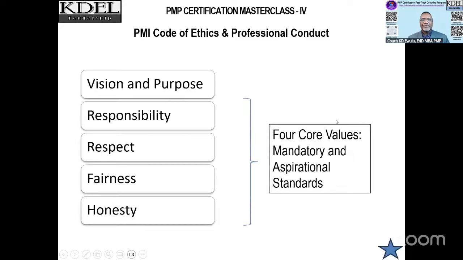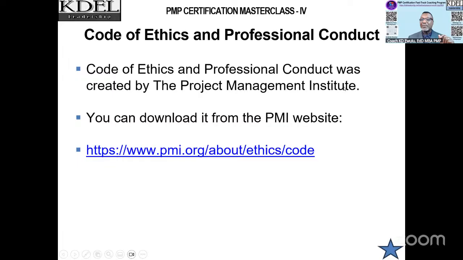So let's move on. All right, the Code of Ethics deals with the vision and purpose, responsibility, respect, fairness, and honesty. And there are 4 core values spread into mandatory and aspirational standards. Again, the Code of Ethics and Professional Conduct was created by the Project Management Institute. You can download that from the PMI site on the link below.